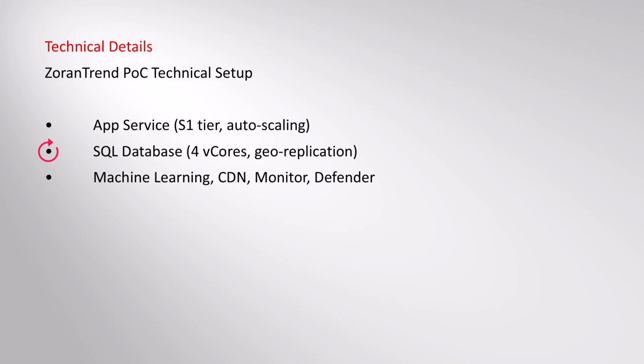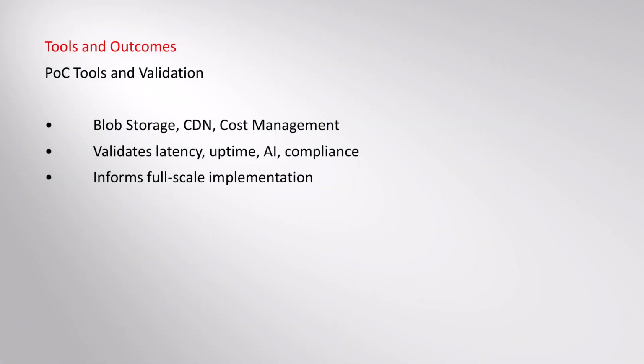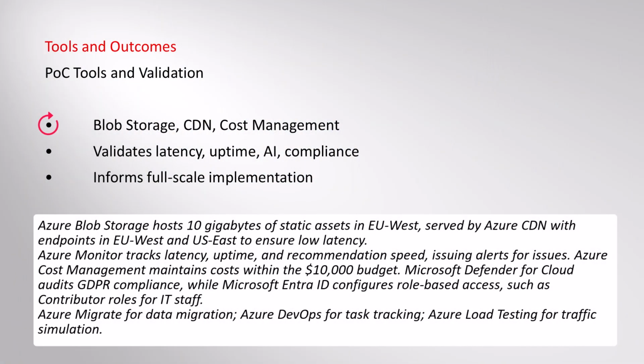Azure Database Migration Service transfers the 100 gigabyte data subset. Azure Machine Learning employs a collaborative filtering model on a DS2 v2 compute instance, processing a 1 gigabyte dataset via Azure Data Factory to deliver a recommendation in under 200 milliseconds. Azure Blob Storage hosts 10 gigabytes of static assets in EU West, served by Azure CDN with endpoints in EU West and US East to ensure low latency.